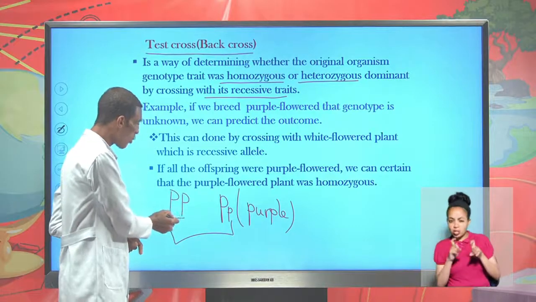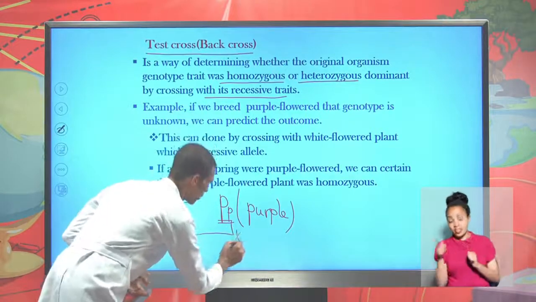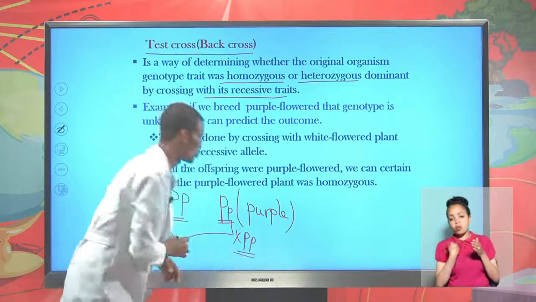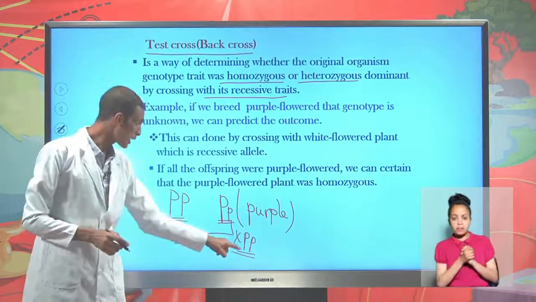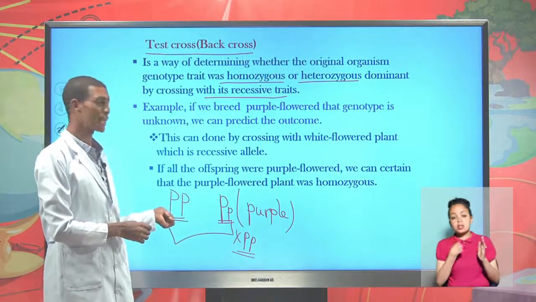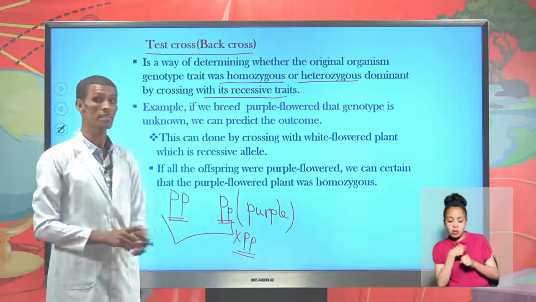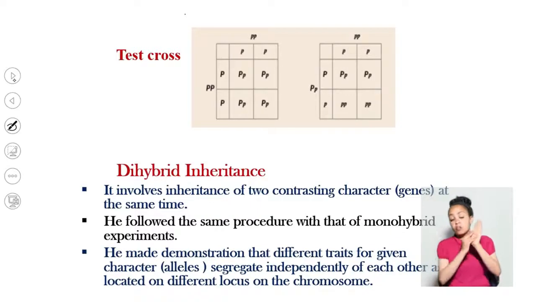To check whether it is homozygous or heterozygous, we can cross it with the recessive one. If all offspring become heterozygous, we are certain that it is homozygous dominant. If there is a mixture including recessive ones, we are certain that it is heterozygous. For example, capital P capital P crossing with small p small p gives all capital P small p.